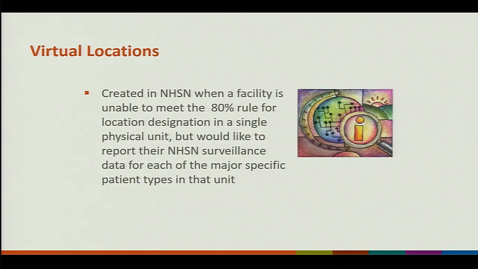You can use this and create it in NHSN when a facility is unable to meet an 80% rule for location designation in a physical single unit, but would like to report their NHSN surveillance data for each of the major specific patient types in that unit.